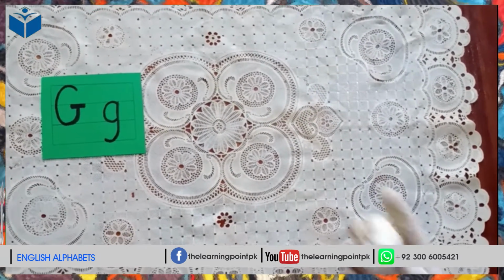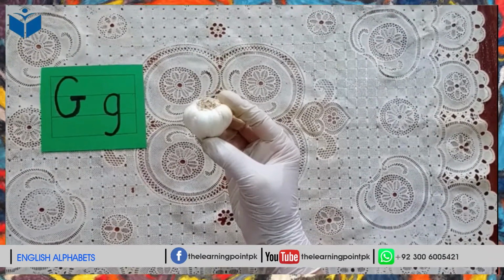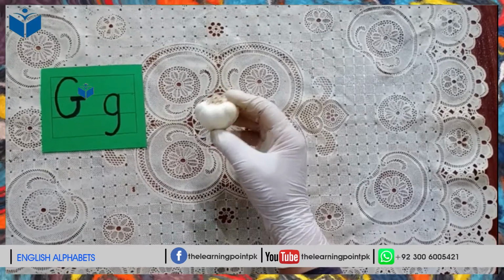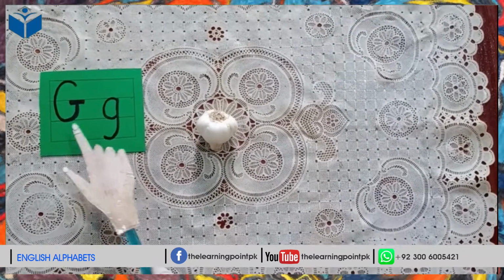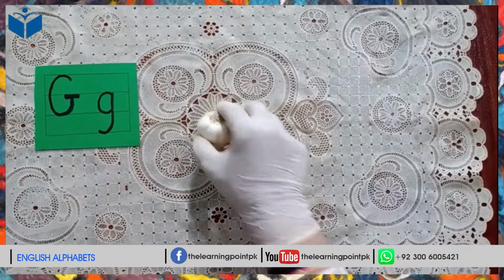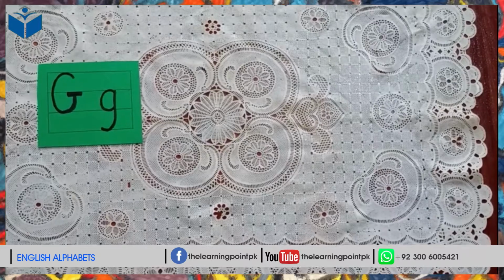What is it? Do you know? This is a garlic. It is a vegetable. Garlic begins with phonic G. G garlic. Garlic. Okay.